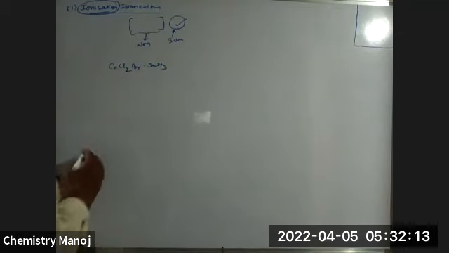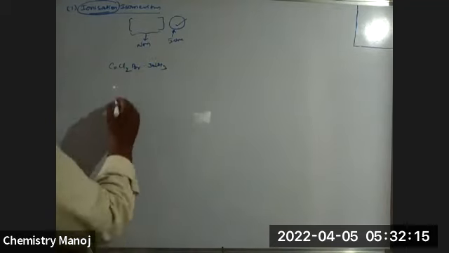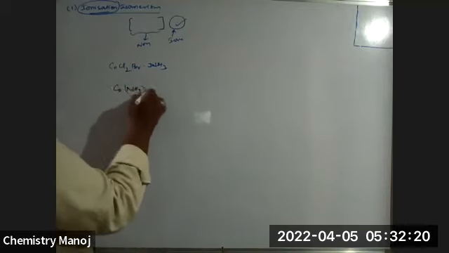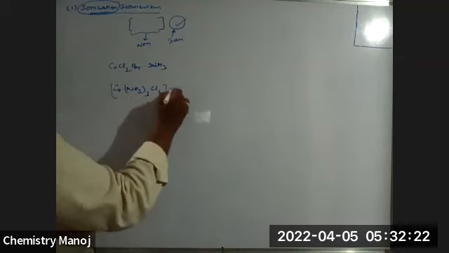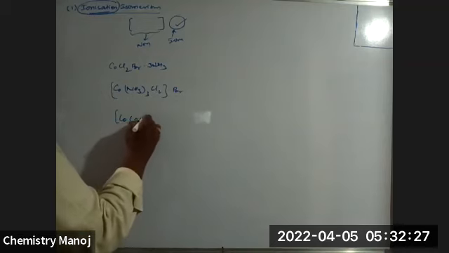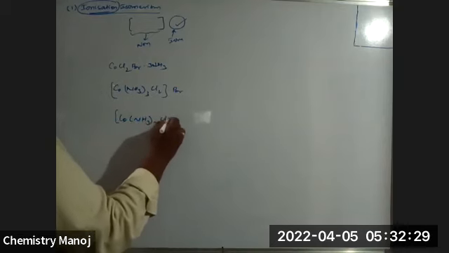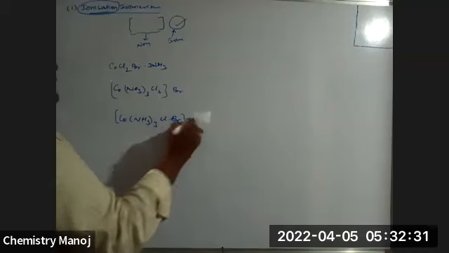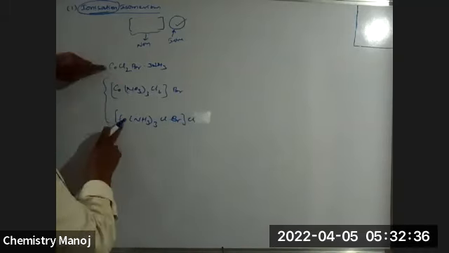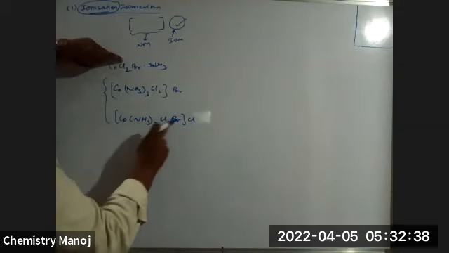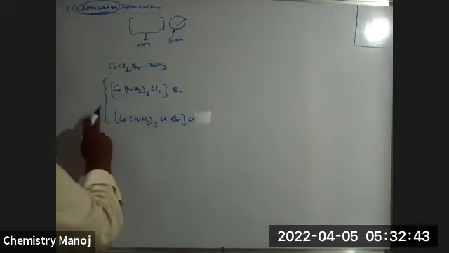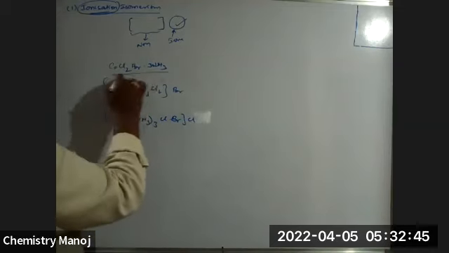It is the complex, my dear. I can write this complex as [Co(NH3)3Cl2]Br, or [Co(NH3)3ClBr]Cl. See, my dear, in these two complexes, one cobalt is there, two chlorines are there, one bromine is there, three ammonias are there. That means these two complexes have the same formula.